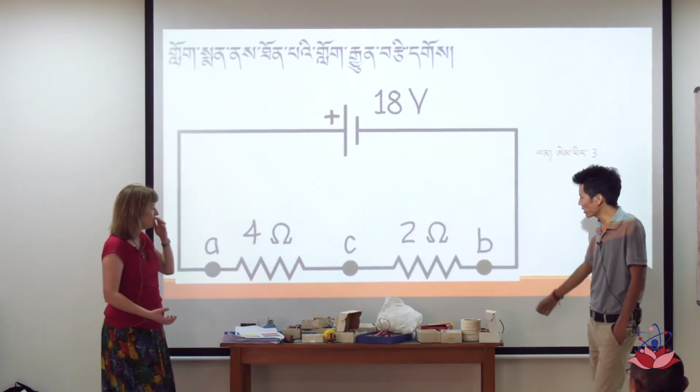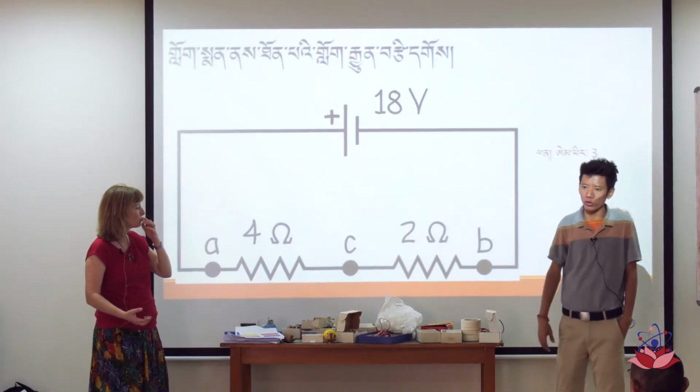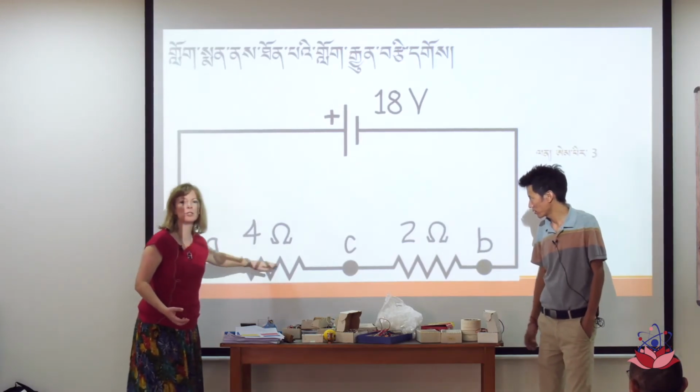How much current goes through each resistor?